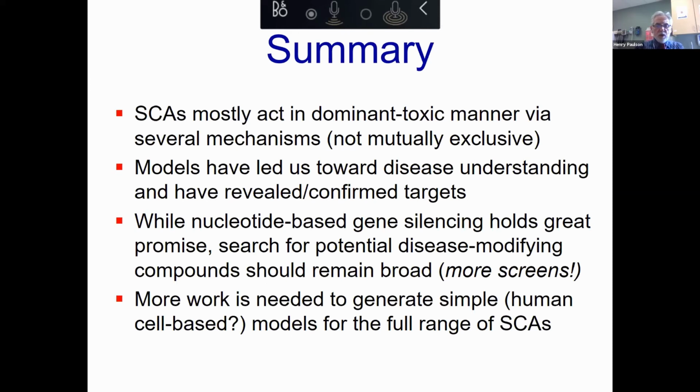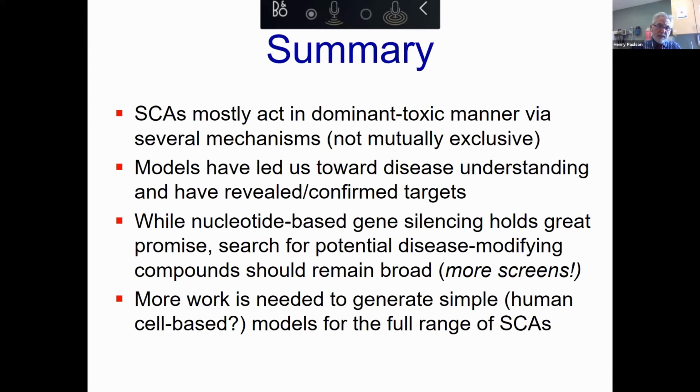So in summary, and this has been a whirlwind, and I apologize for that, the SCAs mostly act in a dominant toxic manner via several mechanisms, and they are not mutually exclusive. I'm sure that more than one mechanism is occurring in many of these, particularly the repeat expansions. The models have led us toward disease understanding and have revealed and confirmed in some cases therapeutic targets. While nucleotide-based gene silencing, which is appropriately the fashion right now and holds great promise for numerous SCAs, the search for potential disease-modifying and symptomatic compounds should remain broad, and we need more screens, both genetic and compound.